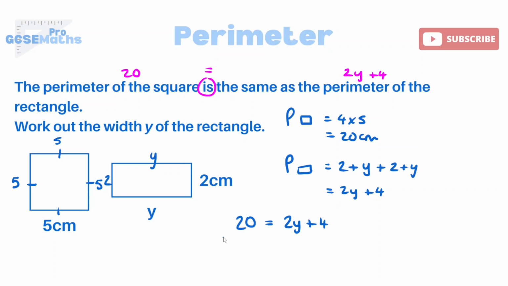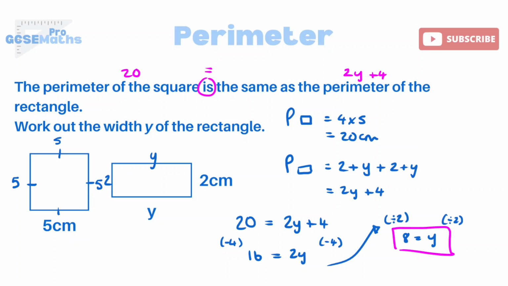So I'm going to move, obviously, the 4 first. It doesn't really matter. You can do the 2 first if you want, but I prefer to do the 4. Minus 4, that's the opposite of plus. So I get 16 equals 2y. We now need to divide by 2, don't we? Because we want just one y. I don't want 2 lots of y. So 16 divided by 2 is 8, so y equals 8. So it says work out the width y of the rectangle. Well, that is it. It's 8 centimeters.